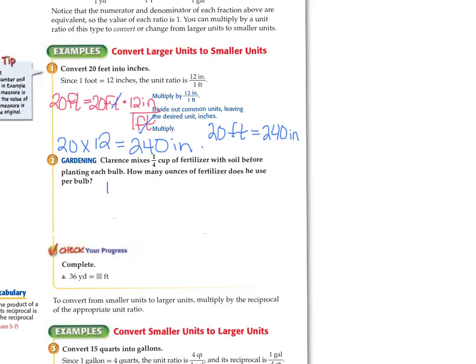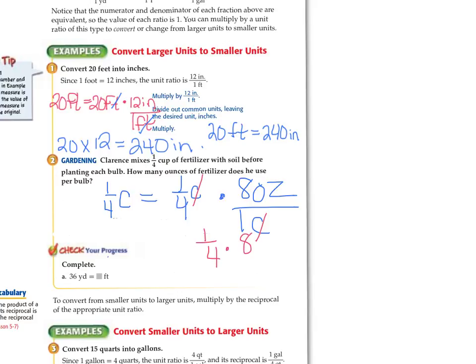So we would say 1/4 cup equals 1/4 cup times our unit ratio of 8 ounces in 1 cup, okay? We would divide out our common units, which is cups, okay? And then we have 1/4 times 8, which equals, if we multiply this out, multiplying fractions, which we all know, we get 2 ounces is 1/4 of a cup. Okay, pretty easy, right?